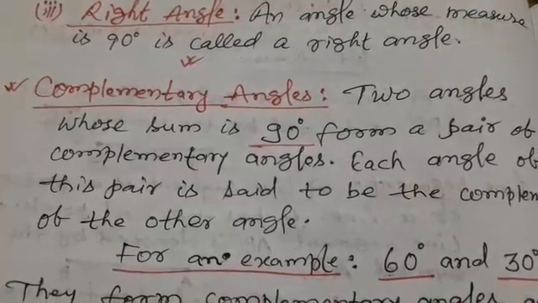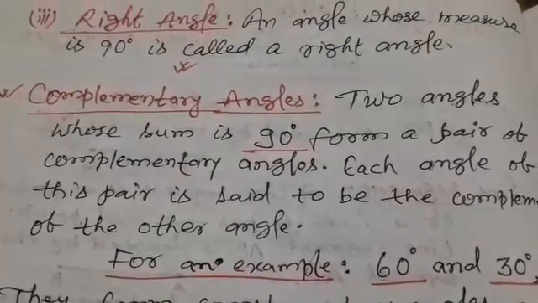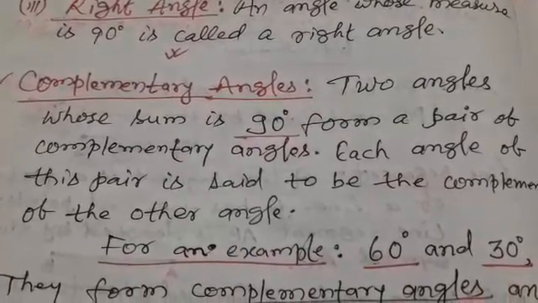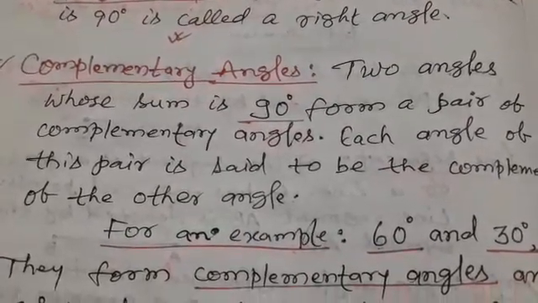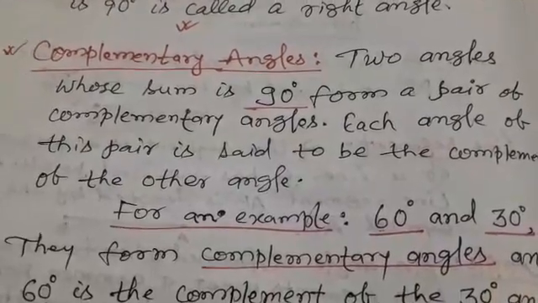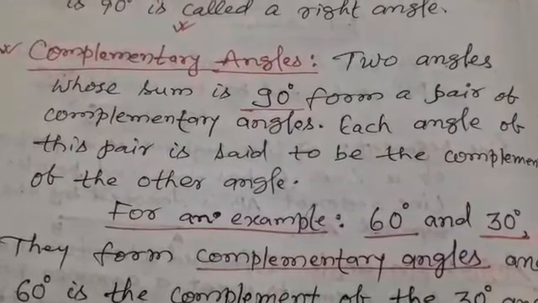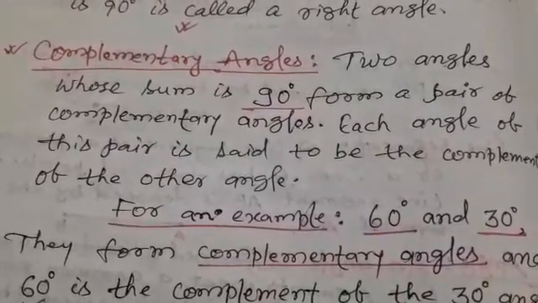Dear students, today I am going to solve exercise 5.1. But before doing this exercise, at first we know some group of angles. Some are complementary angles, some are supplementary angles, some are linear pair, some are vertically opposite angles, etc.